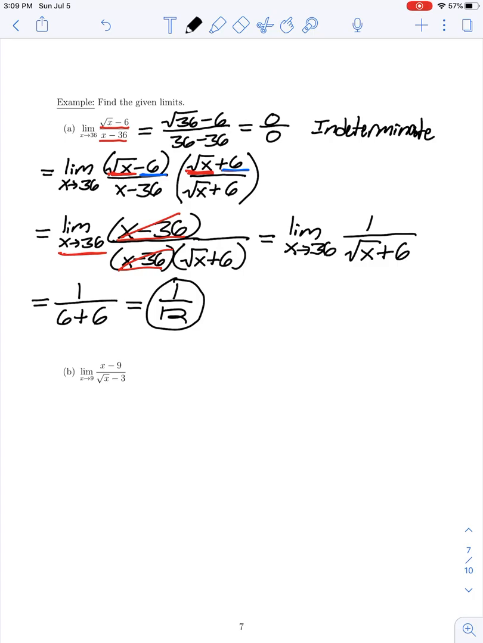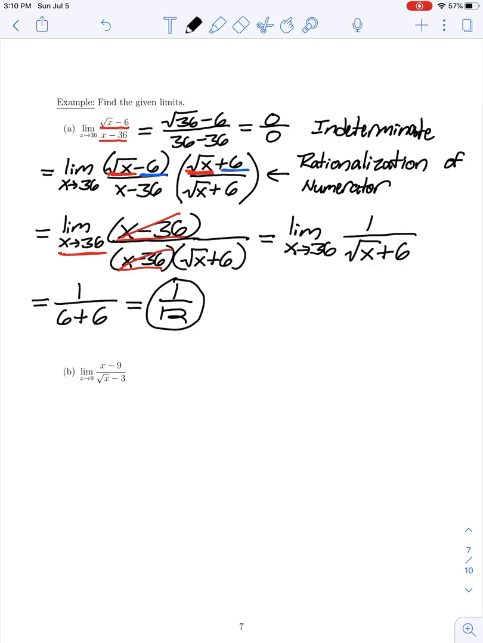So this method, which we illustrated here, in this first step, where we multiplied our numerator and denominator by the square root of x plus 6, is called rationalization of the numerator. Here we were eliminating the square root term that appeared in our numerator, and we saw that we were able to simplify our function nicely.